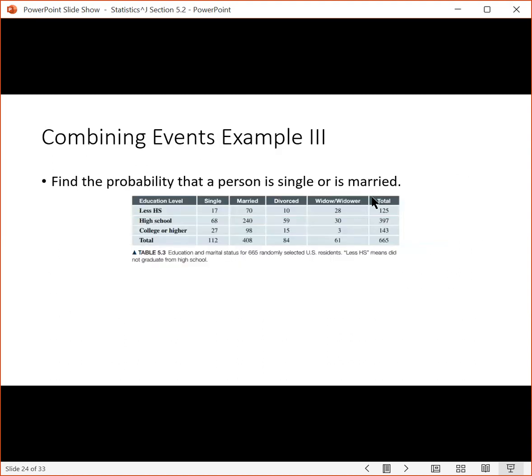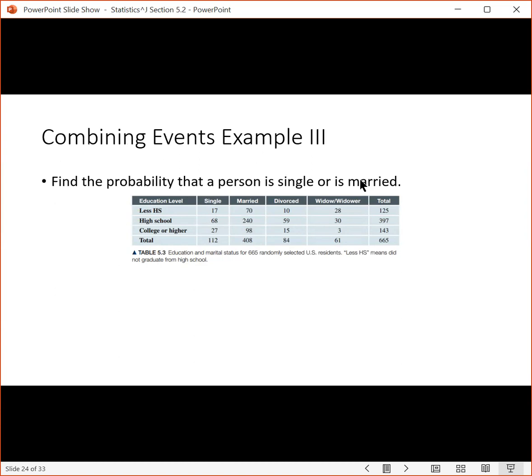All right, so if we find the probability that a person is single or is married, we would just go through and add down the column. If we find the probability that a person is married, that's 408. If we find the probability that a person is single, that's 112. And you'll see if you look at those, they don't overlap. So there's no overlap to subtract. There's no double counting there.